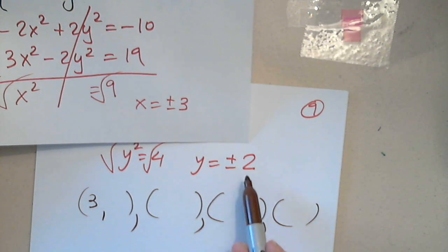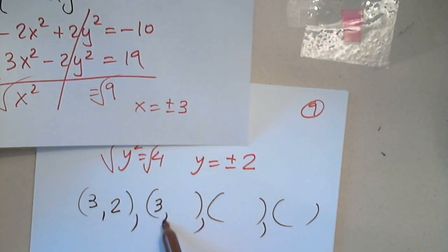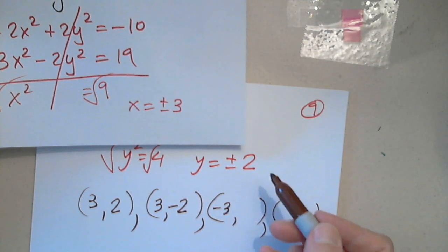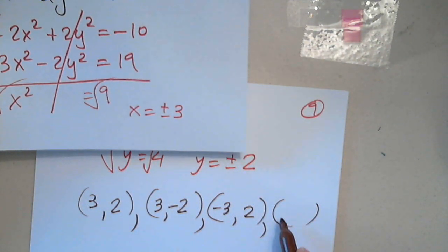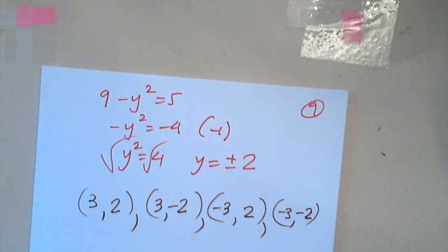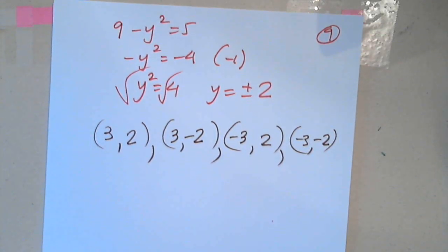When x is 3, y could be 2. When x is 3, y could be negative 2. When x is negative 3, y could be 2. And when x is negative 3, y could be negative 2. So we hit also a situation in which we found 4 different solutions.